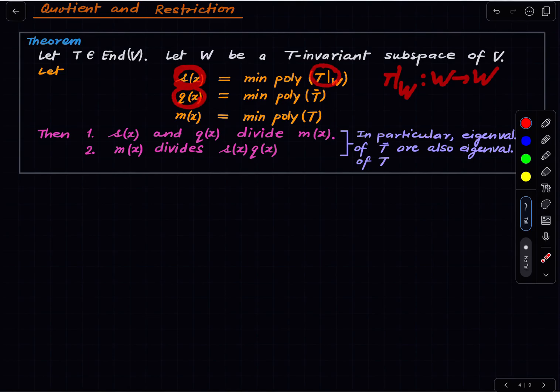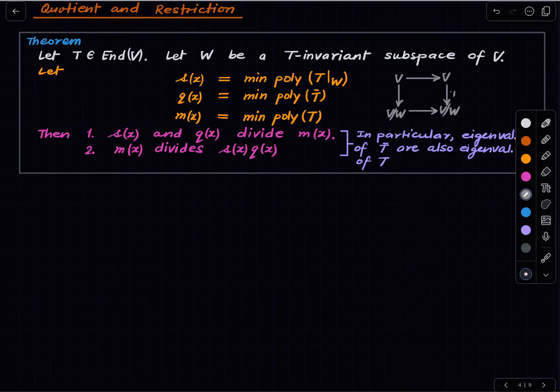Qx is the minimal polynomial of T bar. Now what is T bar? Since we have W as an invariant subspace, the following diagram commutes. This is something we have done many times. So the endomorphism T gives rise to an endomorphism on the quotient, and this is what we are calling T bar. So Qx is the minimal polynomial of T bar, and Mx is the minimal polynomial of T.